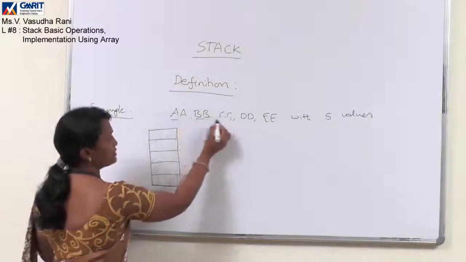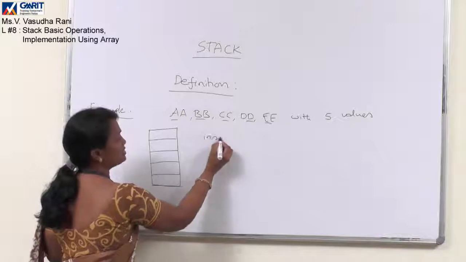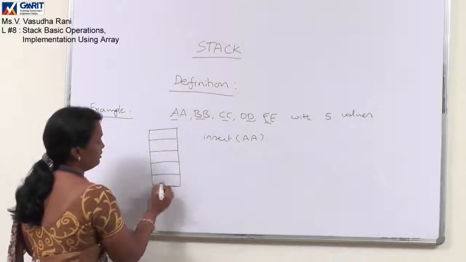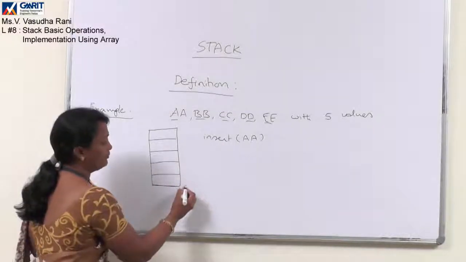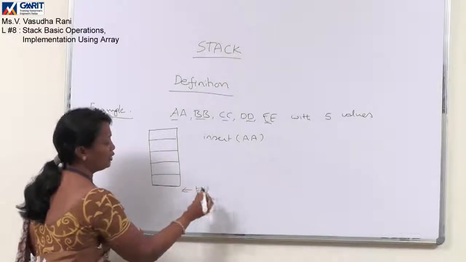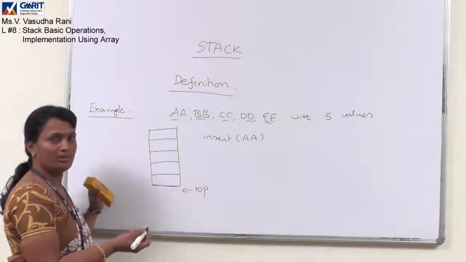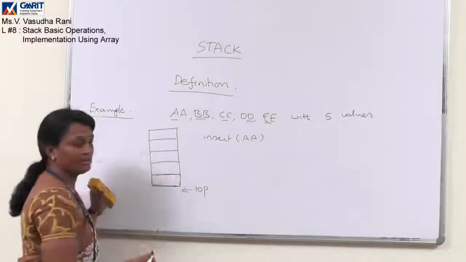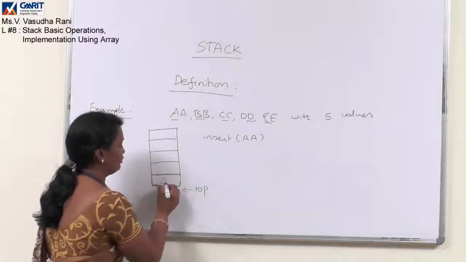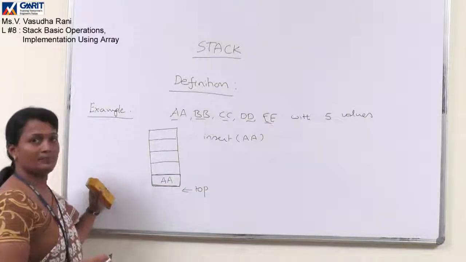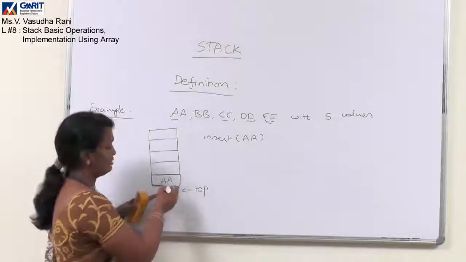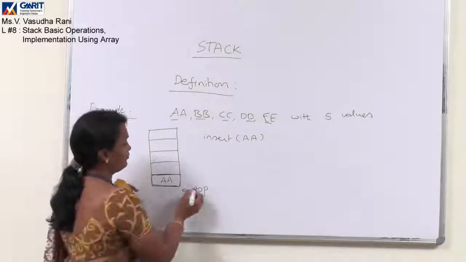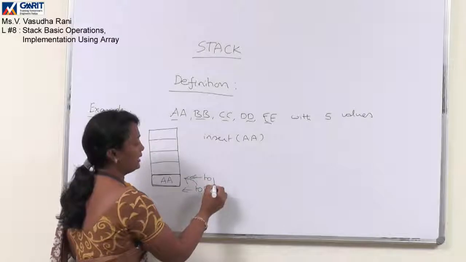Now we have to insert these elements into the stack. The first operation is to insert AA. Initially there are no elements in the stack, so our top represents no top. This is our first location to insert, so we push our element AA into the stack. Now there is one element in the stack, which becomes the top of the pile, so we shift the top to AA.